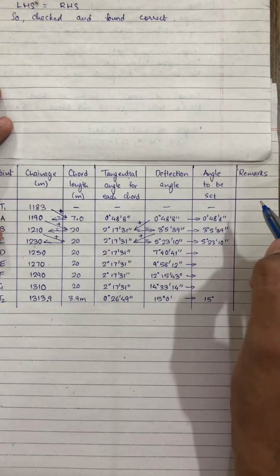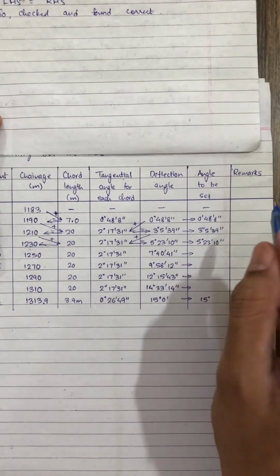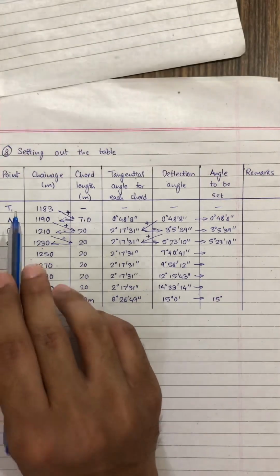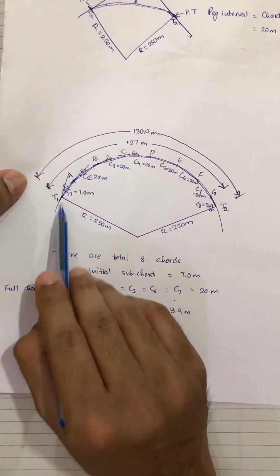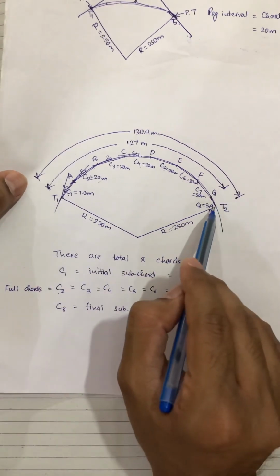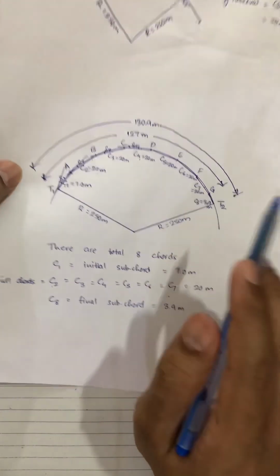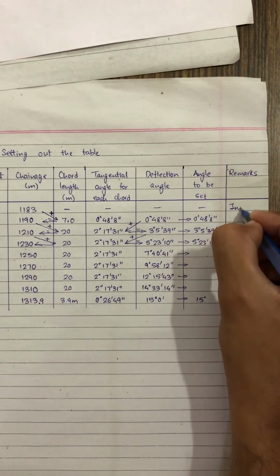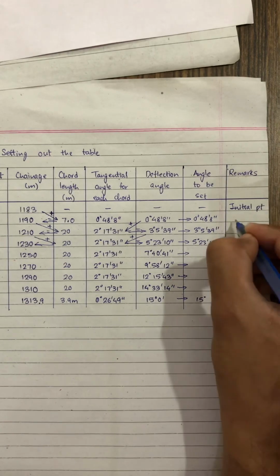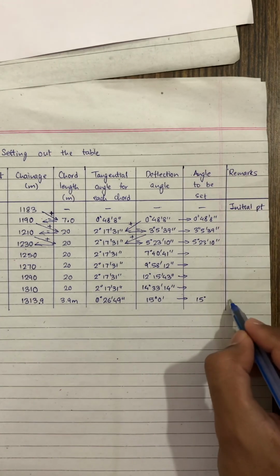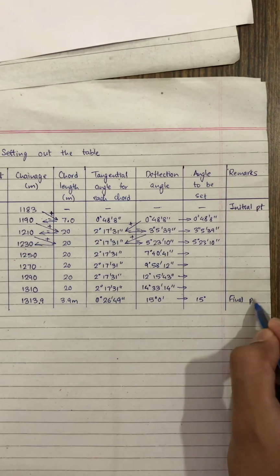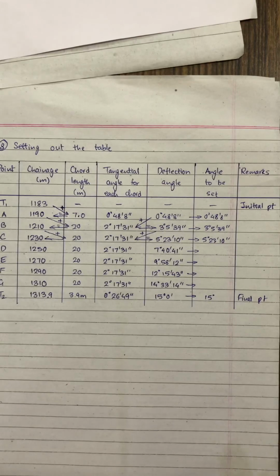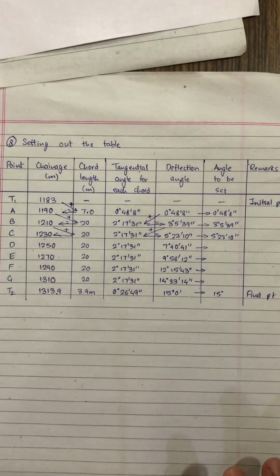This will again be blank. And in the remarks column, we can write what this T1 was. T1 was actually the initial point of the curve, and T2 is the final point of the curve. Okay, in this way you have to set out the table for Rankine's method.